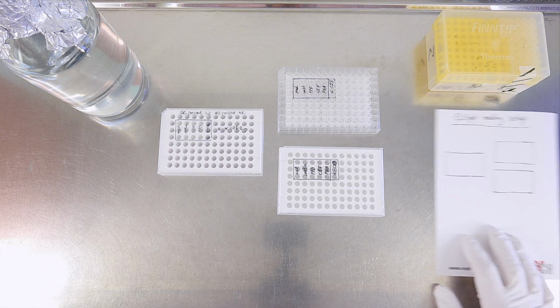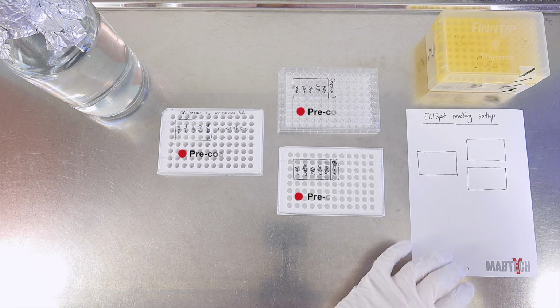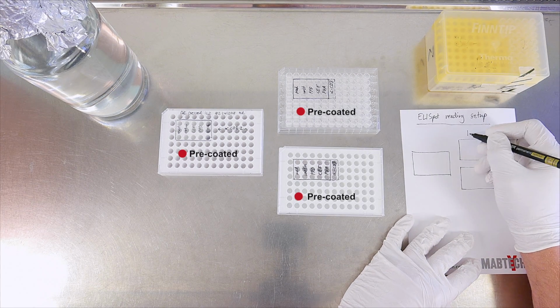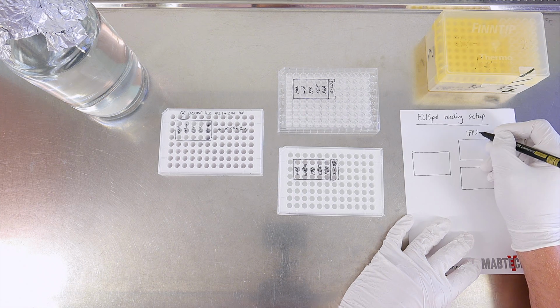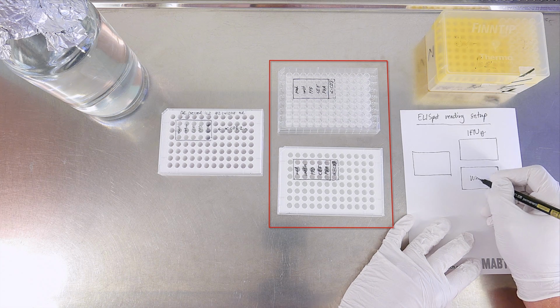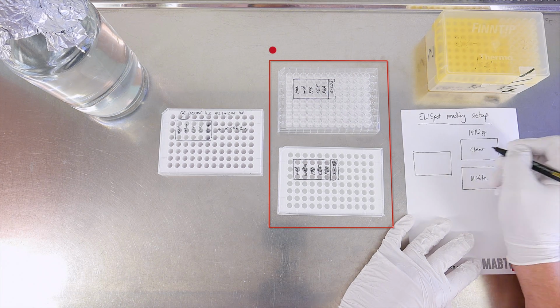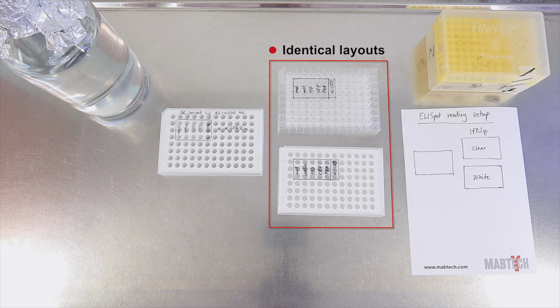In essence, this entire tutorial will be based upon the 3 Elispot plates in front of you, all based on the pre-coded plate format and developed in accordance with the Mobtech protocol. To the right, 2 interferon gamma plates, one white and one clear. Both have been sampled with the same donor PBMC and incubated using identical experimental layouts.